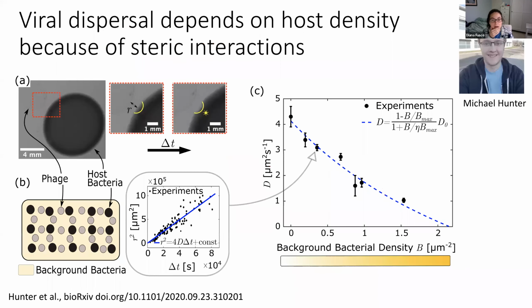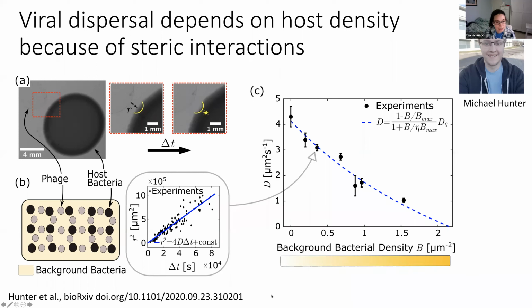All right, so what we started working on, specifically my student Michael Hunter really worked on, was trying to quantify how the viral dispersal depends on the host density. So if we have this lawn of bacteria, how much will the dispersal of the virus be affected by this? We can think that this lawn of bacteria is a very crowded environment. There's a lot of hosts out there. So there are even steric interactions that can hamper the dispersal of the virus.